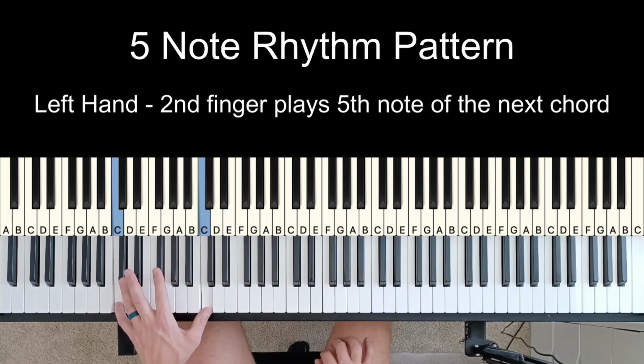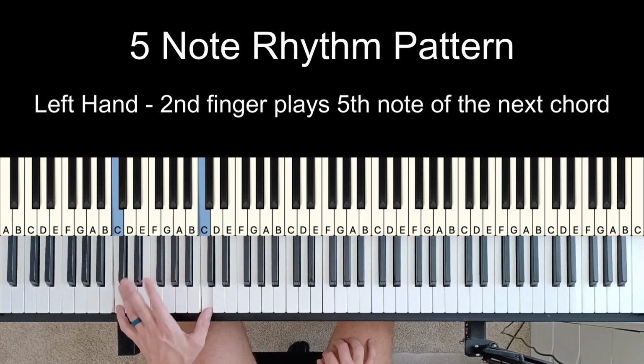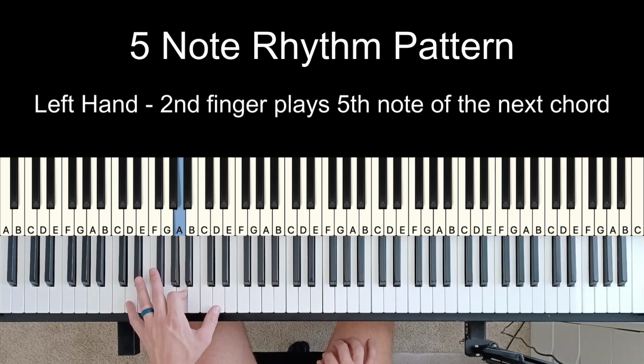So as your bass note walks up this progression, you're using your 2nd finger to play the 5th note of the next chord that you're playing. So if you're going into a C, it'd be the 5th note of the C, and then you play the C bass. And then the next chord would be a D, so the 5th note of that D.